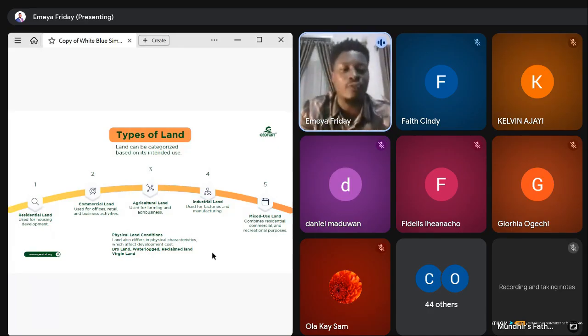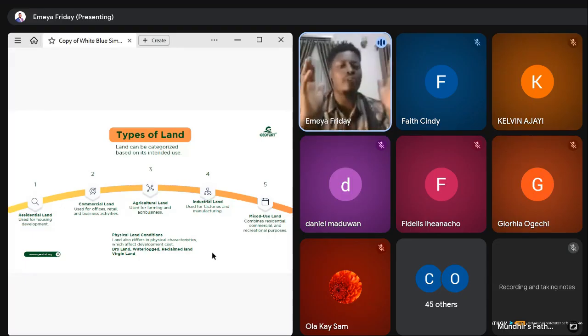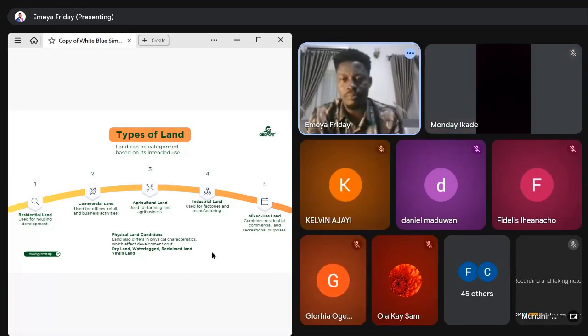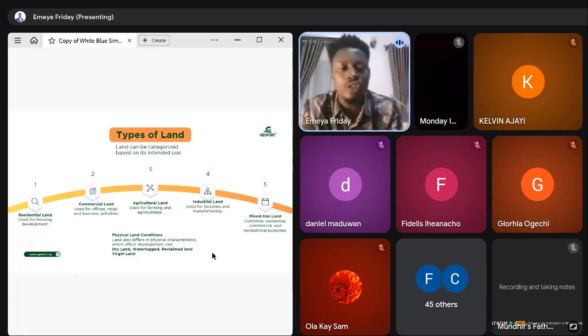We have different types of land based on use, right? We have the residential land. Now, residential land is used for housing. We have commercial land used for business, strictly business: your office space, your retail mall, your business activities and all. We also have agricultural land used for farming, your agric business and all of that. We have industrial land used for production.